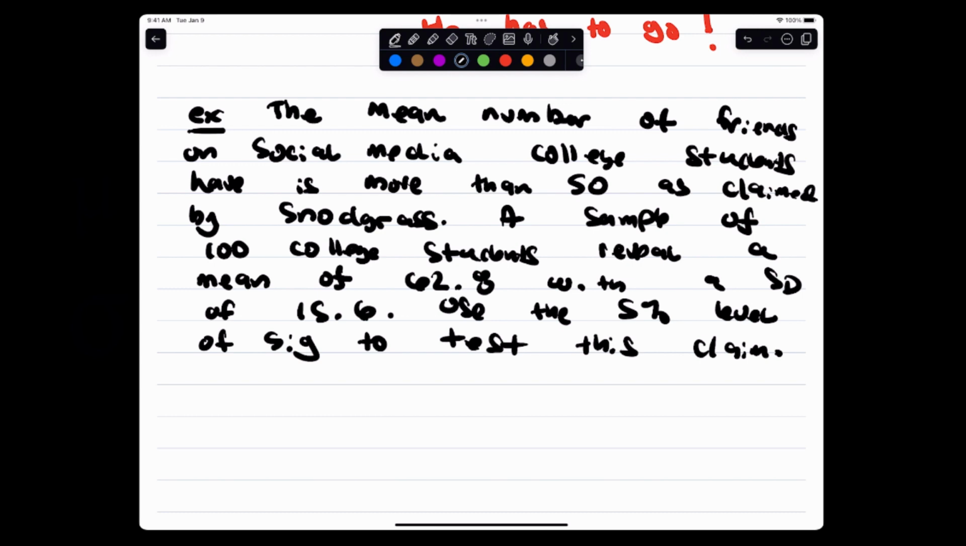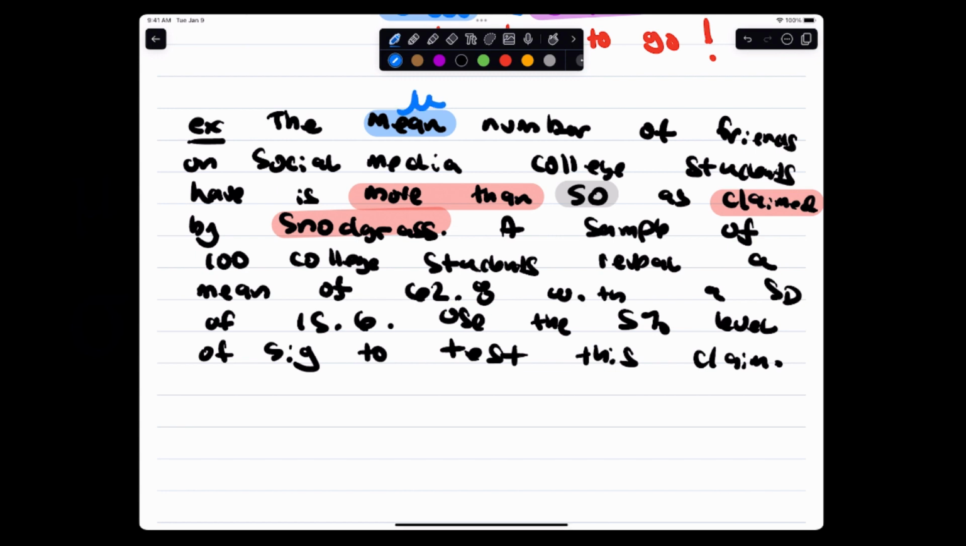All right, you guys ready for this? What does it say? A mean of what? What's the story here? They're saying college students have a mean that's more than 50. And these are friends on social media, right? As claimed by Snodgrass. You guys have social media? Maybe. So mean mu, and how do you describe more than? Isn't that strictly greater than? And this is the claim.